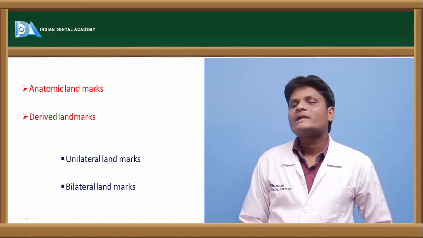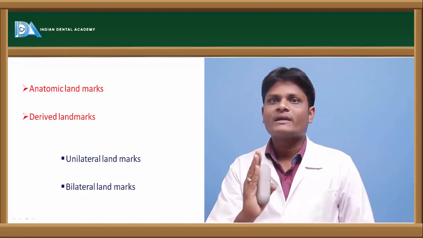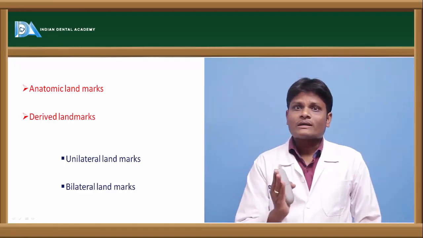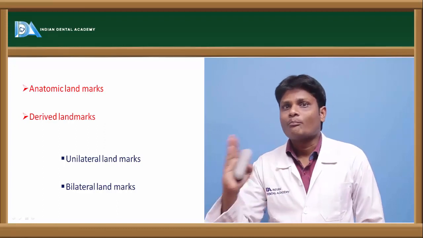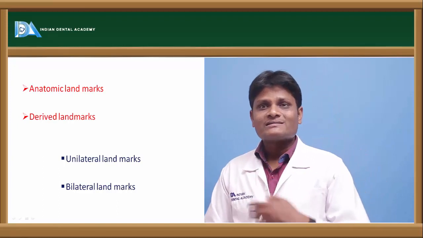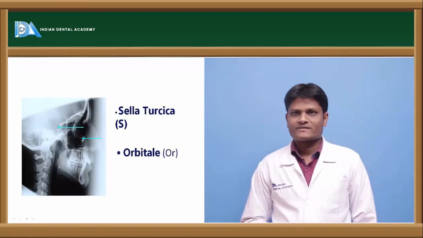Now, what are the unilateral landmarks? These are nothing but all the landmarks which are present along the midline, whereas the landmarks present on either side of the midline are called bilateral landmarks. Now, let us look into these landmarks one by one. Let us look into the anatomical landmarks.